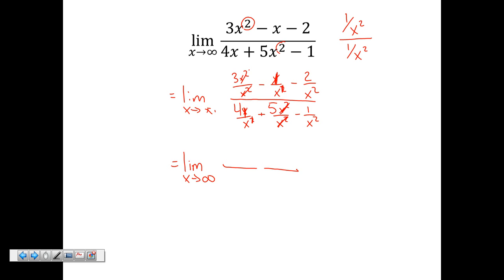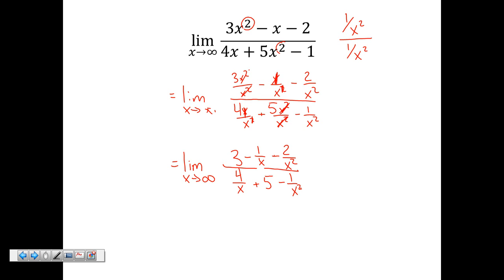So here's my big fraction, and what I have is 3 minus 1 over x minus 2 over x squared on top. On the bottom I have 4 over x plus 5 minus 1 over x squared. So if you can skip that middle step and just get to that one, that's fine. Now, here's the really cool stuff.